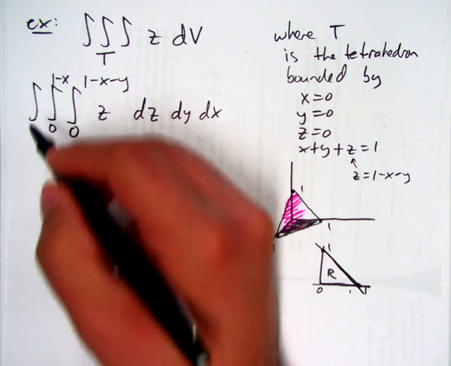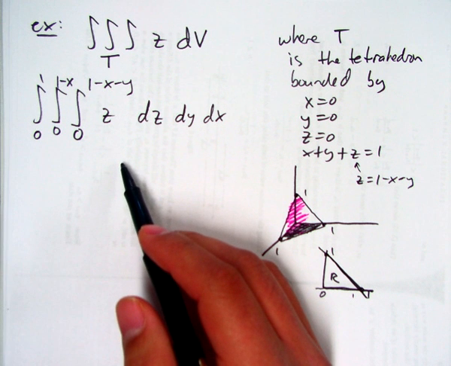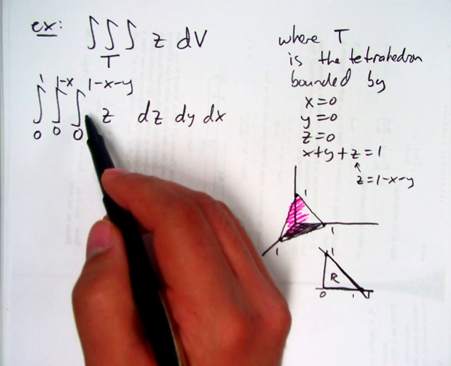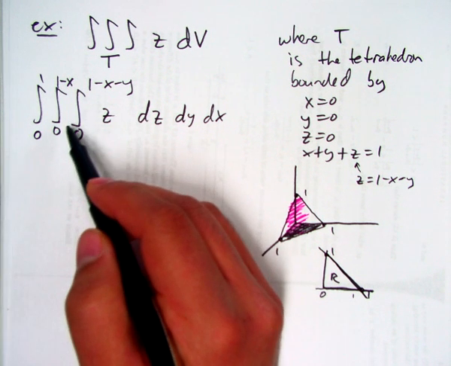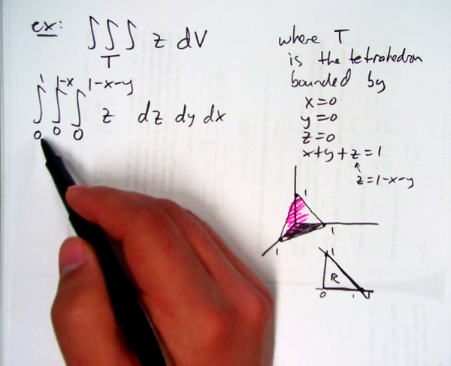So for a triple integral, now that we've seen some more complicated ones, the inner 2 integrals may or may not have functions as their bounds. The outer one will always have constants as its bounds. Okay?